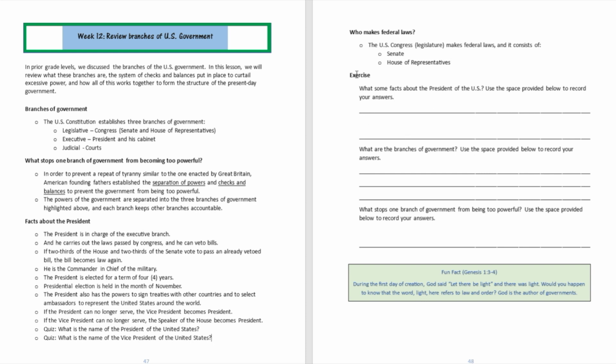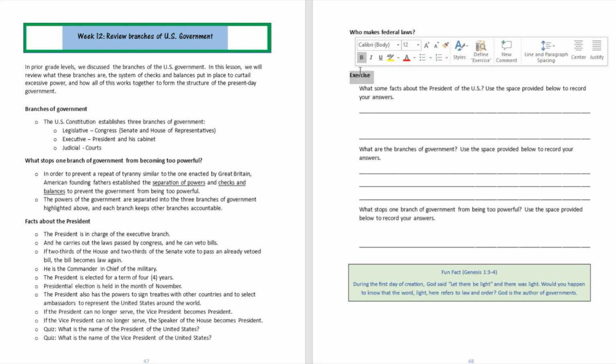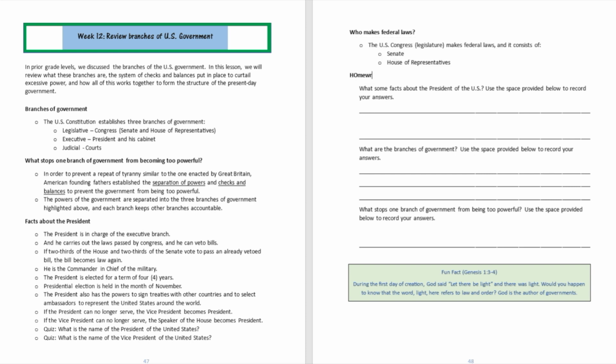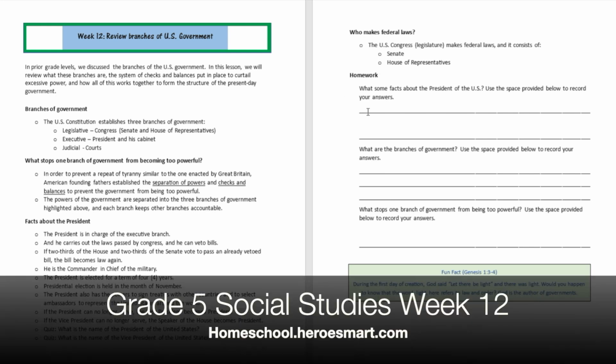Alright, so thank you for joining me today. Please complete this homework to remember what we talked about today a little bit better. It's called the branches of the United States government. You are going to answer questions about some facts about the United States president, answer questions about the branches of the government. Just go ahead and write it down. As you write it down, it's going to stick to you a little bit better.